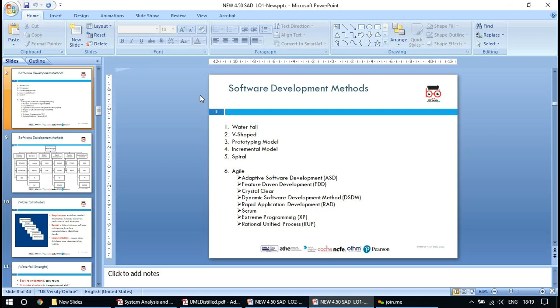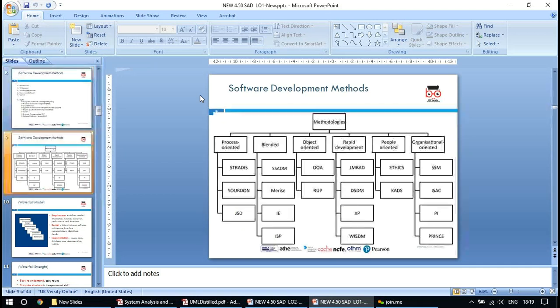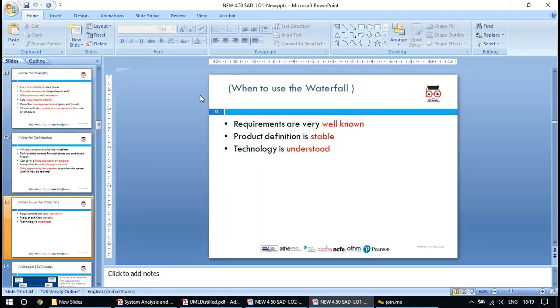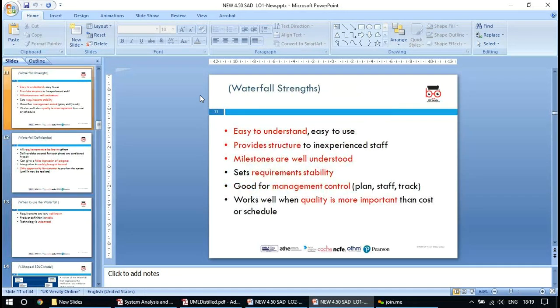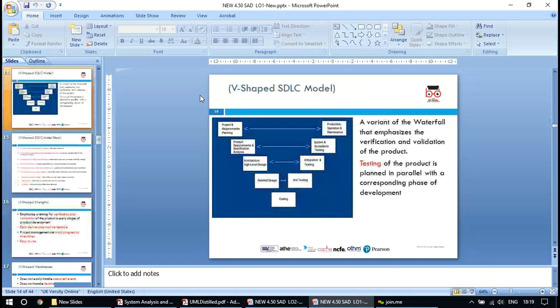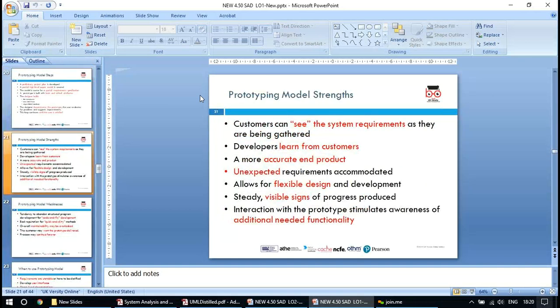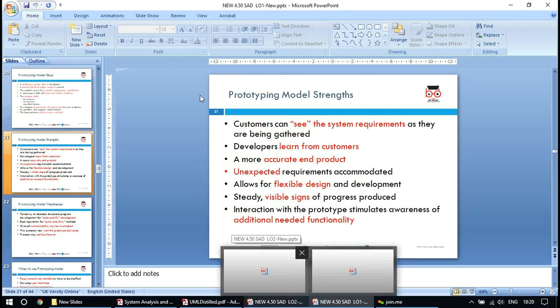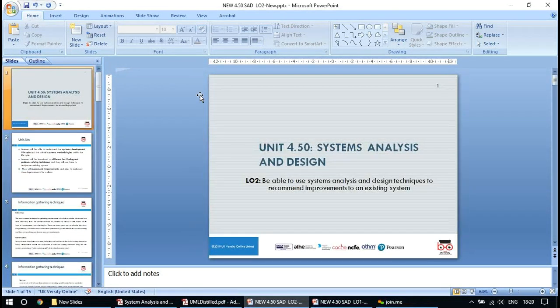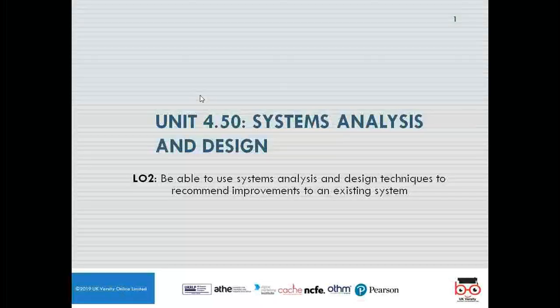Have you heard about those methods ever before? Yes, I heard of them. So we discussed those methods in detail, their advantages, disadvantages, and where to use them. That was LO1. Now, today we'll discuss LO2 of systems analysis and design. So let us go ahead.